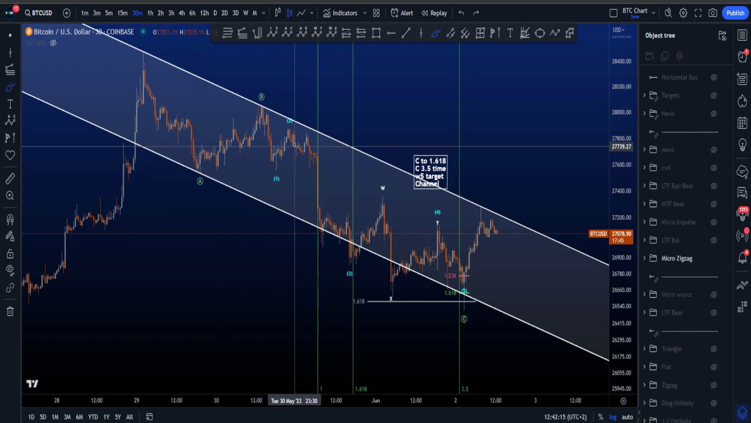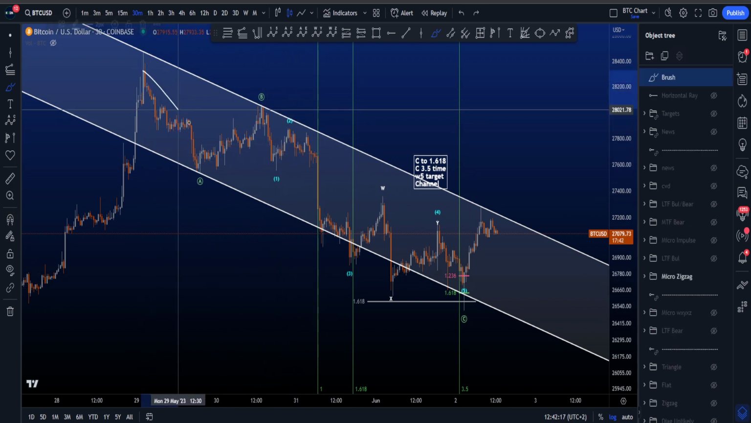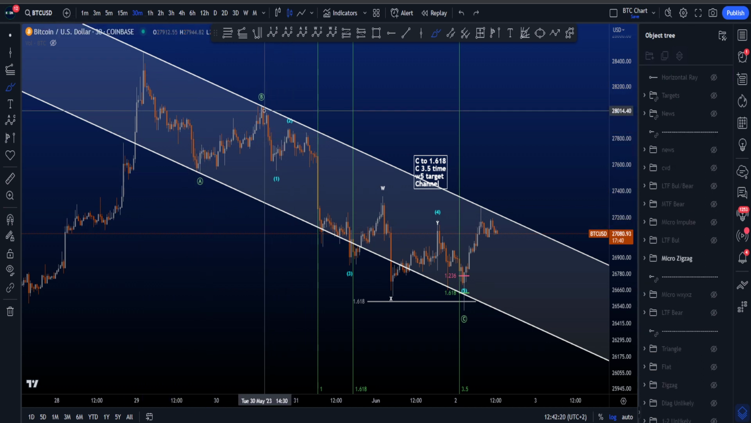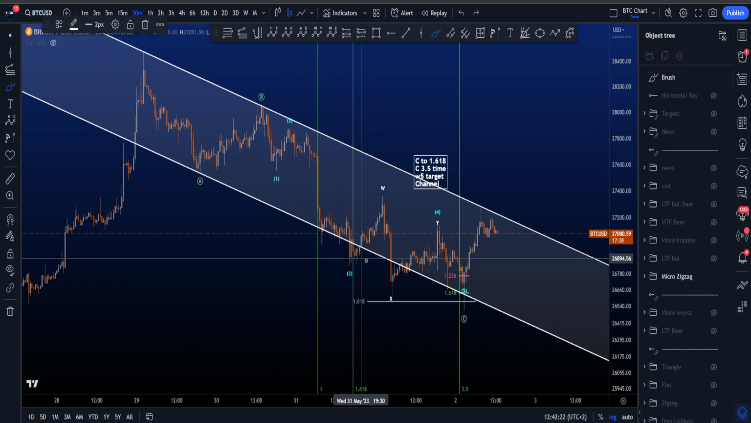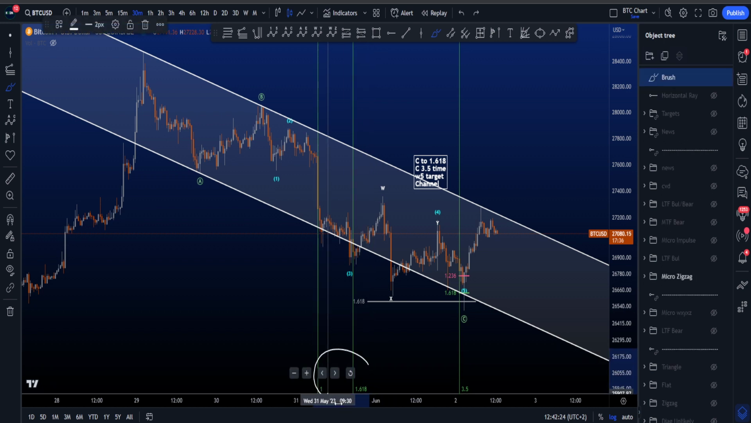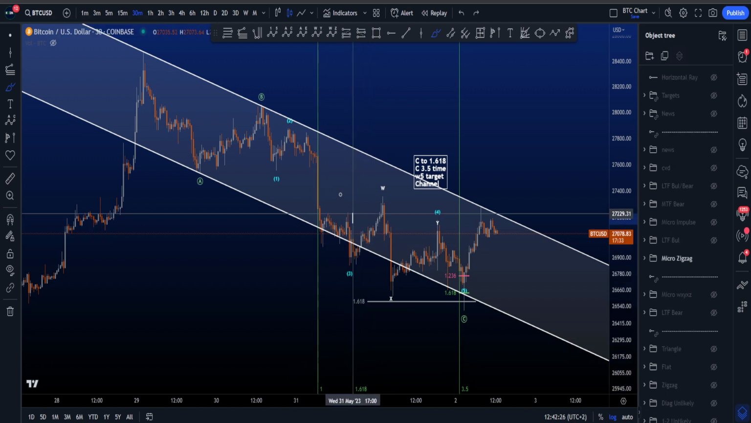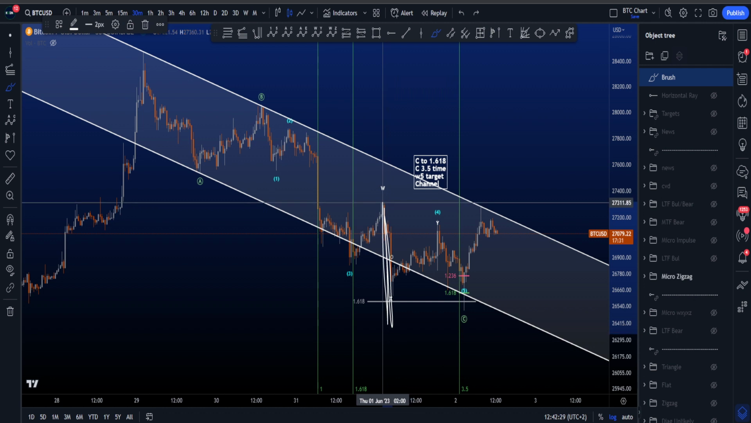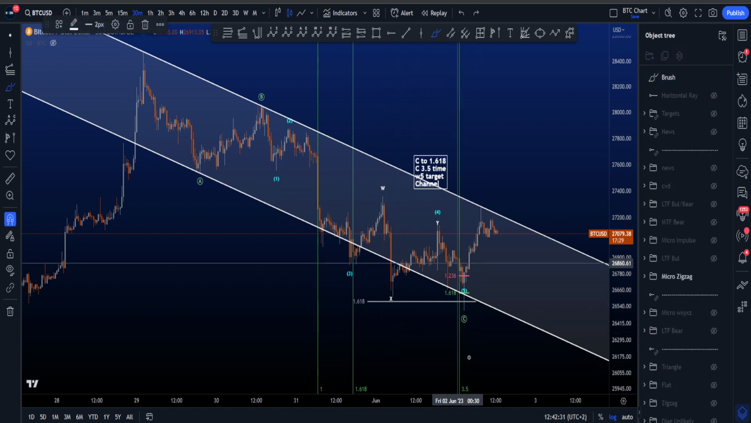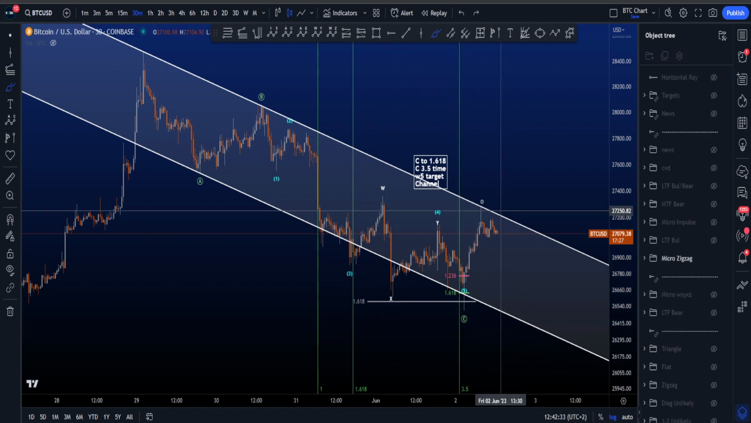Then yes, wave C tends to take longer than wave A, with wave A being usually a bit sharper and wave C being a bit more lazy, but I would be looking at around the 1 to the 1.618 area, which is over here. Maybe the 2 potentially, but the 3.5 is incredibly long for a potential wave C.